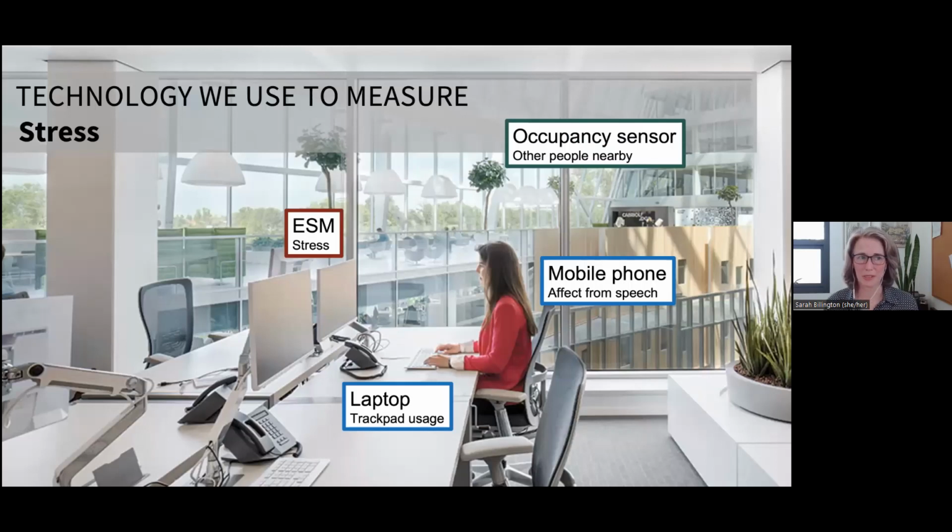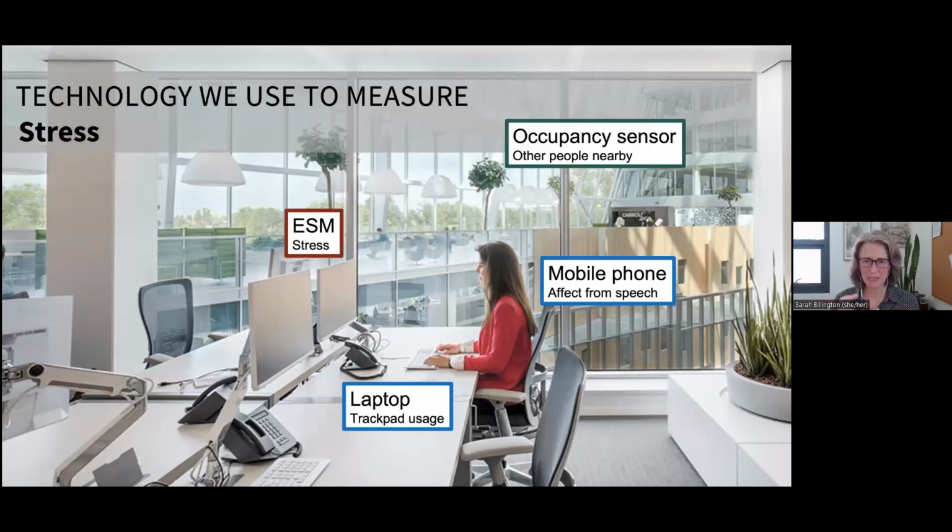So this technology that we'll use to measure these different outcomes is shown here just as an example. So now we have Kate back in a nicer office. And if you think about trying to monitor stress, you could use an occupancy sensor to understand how many people are nearby, how much interaction she's having with people. You can use experience sampling methods. It's a type of self-report, like through her phone, just quick check-ins about whether she is stressed or not. You can use the mobile phone for affect from speech. You can get that in a privacy-conserving manner. And one of our colleagues has been able to pick up stress from trackpad usage.